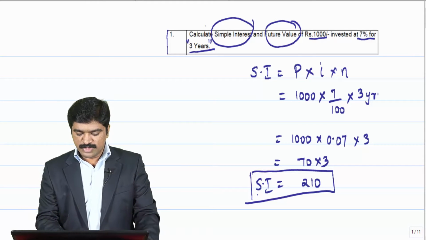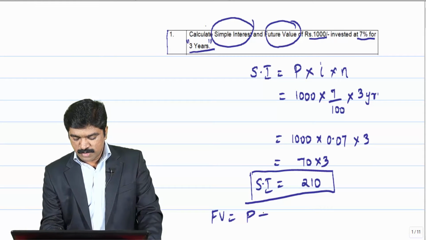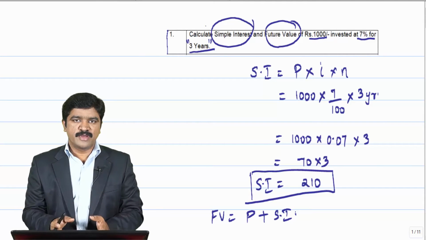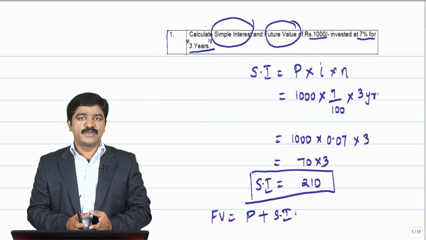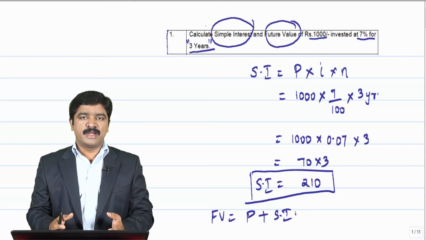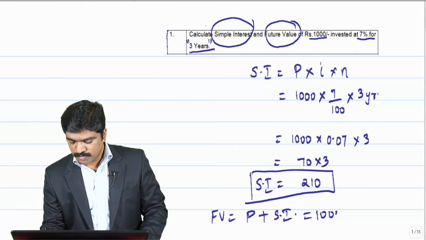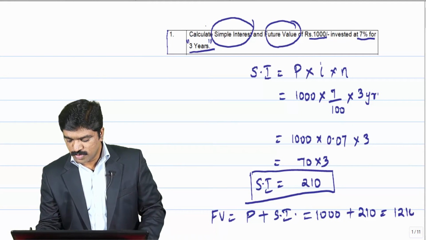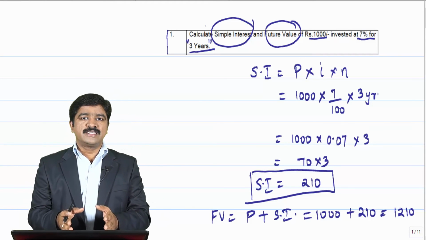How do you find the future value? Here the future value is very simple. It is principal plus simple interest, because you are investing 1000 plus you are getting additional how much, 210 rupees over a period of 3 years. So the future value of this money is nothing but this 1000 which was invested plus 210. So the future value is 1210. This is how we find future value using simple interest.